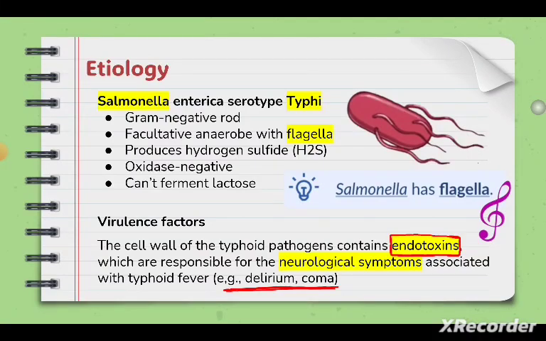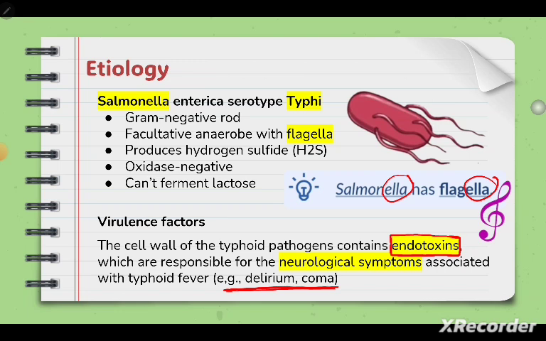Typhoid fever is caused by a certain type of bacteria called Salmonella typhi, or the full name Salmonella enterica serotype typhi. This bacteria is a gram-negative rod or bacilli, which is a facultative anaerobe with flagella, and it produces hydrogen sulfide. It's oxidase negative and cannot ferment lactose. What's important is highlighted in yellow. So the fact that Salmonella has flagella is important, and you can remember this fact by the mnemonic Salmonella has flagella. It's like a musical word.